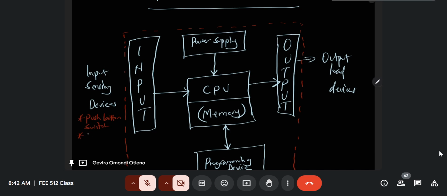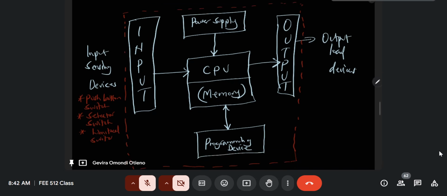It could be a selector switch. Now, please note, these are physical devices. They could be sensors. They could be a limit switch. Could be sensors. So please note, the input module is a device that is used to interface with real physical devices, like the switches and the sensors that I have mentioned.